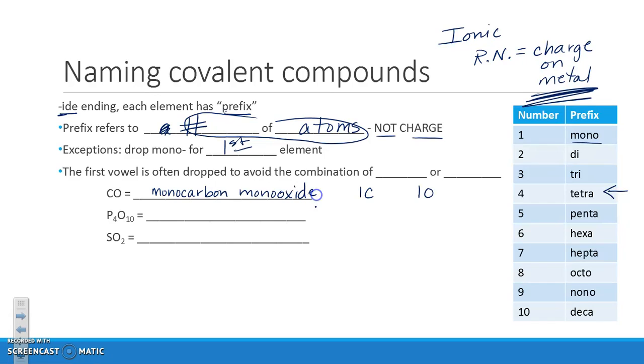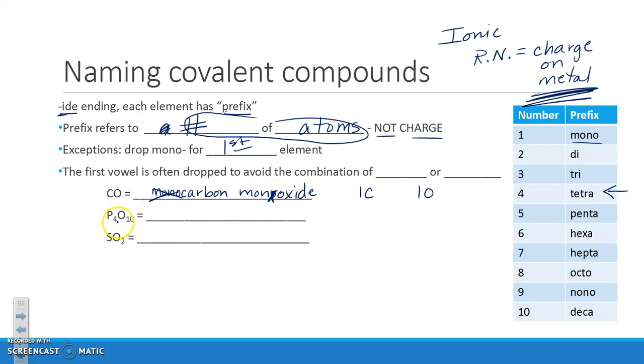Okay, but what are some issues here? Well, first off, we don't use mono on the first element. We just don't do it. It sounds strange, right? But it's assumed that if we say carbon, we know that there's one. If we said carbon monoxide, it still doesn't fit right, and the reason is that we have to avoid this vowel confusion here. So we would take that out and it would become carbon monoxide.